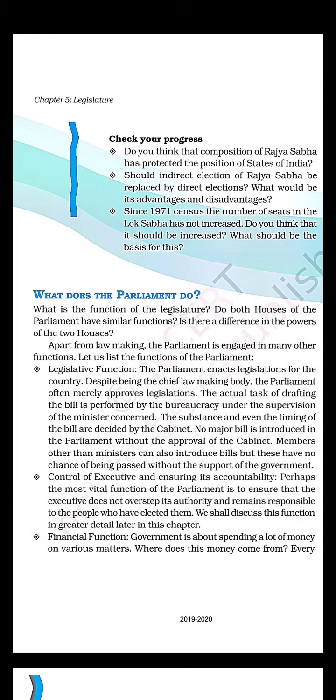Control of executive and ensuring its accountability. Ensuring accountability means making them answerable, that what are the functions, what are they doing for the country. Okay. Perhaps the most vital function of the parliament is to ensure that the executive does not overstep its authority and remains responsible to the people who have elected them. Because if there will be no questioning of them, they will not perform work for the people.